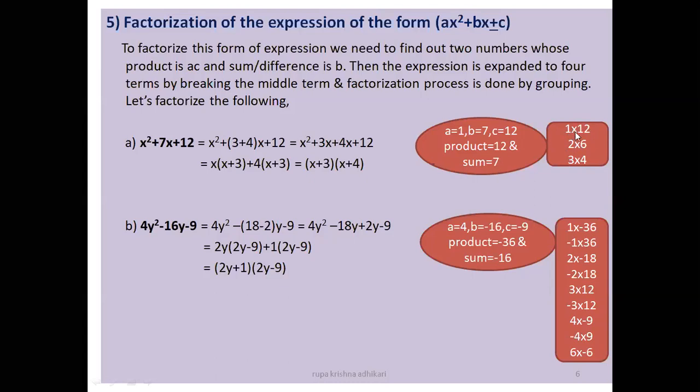Now out of these factors, which are the two numbers whose sum is 7? 12 plus 1 is 13, 12 minus 1 is 11, so impossible. Here also impossible. Here it is possible, 3 plus 4 is 7. Hence, for the middle term breakup, 7x you are going to write in the form 3x plus 4x. Hence, your expression becomes x square plus 3x plus 4x plus 12. Now take out common: x into x plus 3 plus 4 into x plus 3 is equal to x plus 3 into x plus 4. Hence, these are the factors.